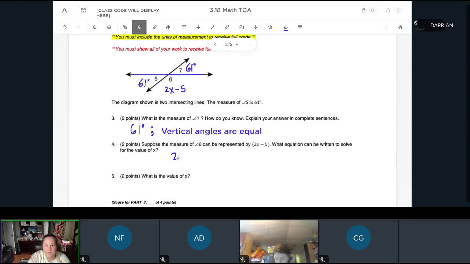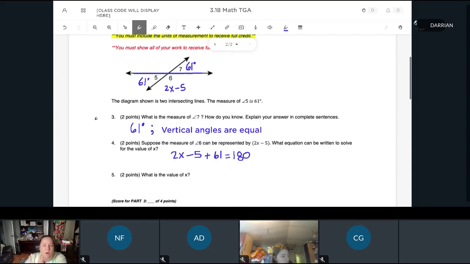Okay, so for 4, you're just writing the equation. So you're going to write 2x minus 5, that's for this angle, plus 61 equals 180. That would be our equation. You don't have to solve it for number 4. Okay, that's all you write for number 4. On number 5, they want you to solve that equation to find the value of x. So I'll give y'all just a second for number 4.